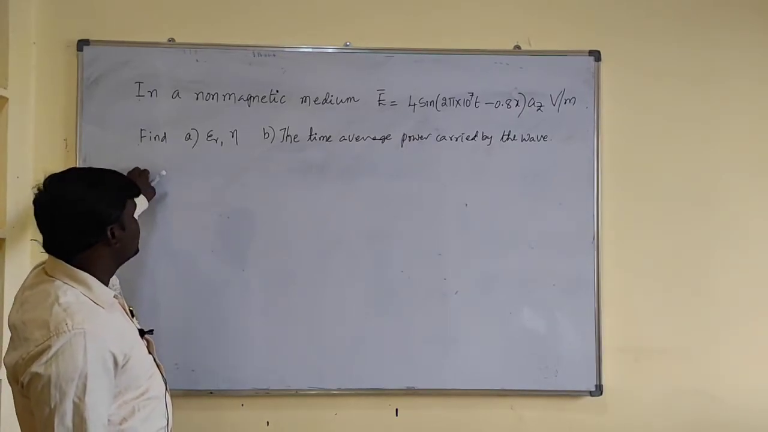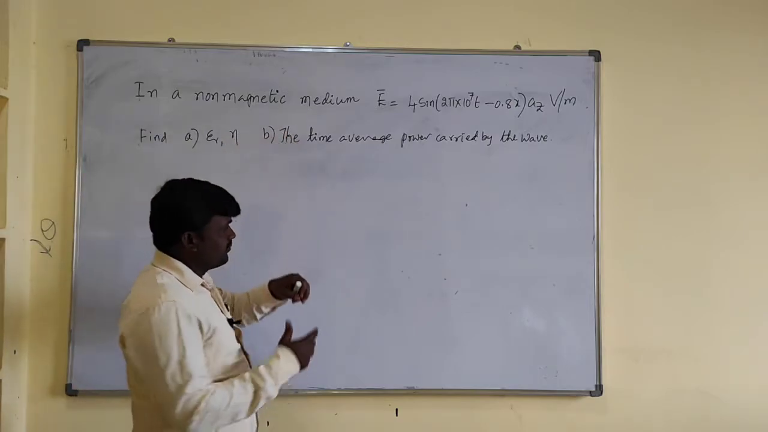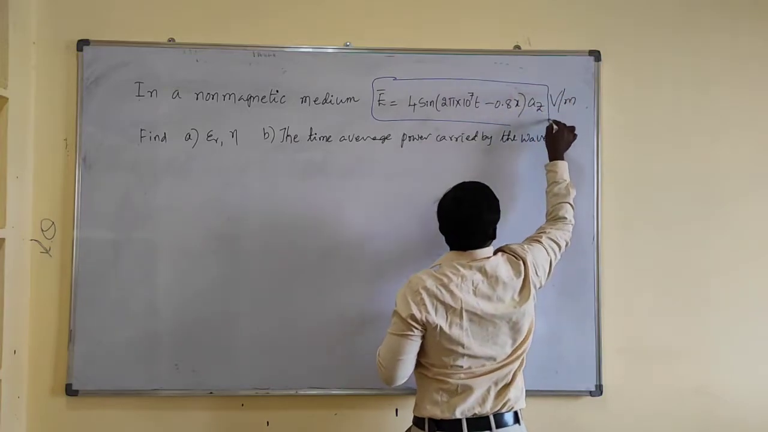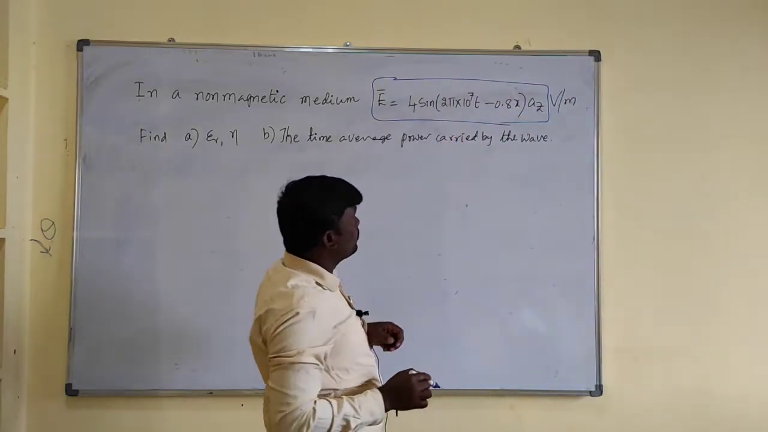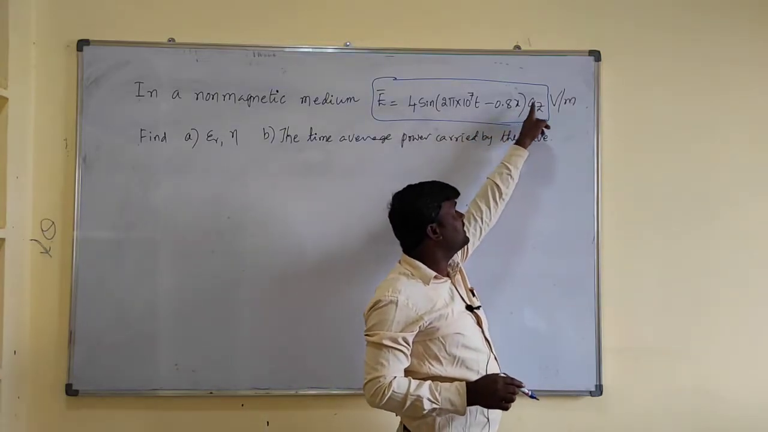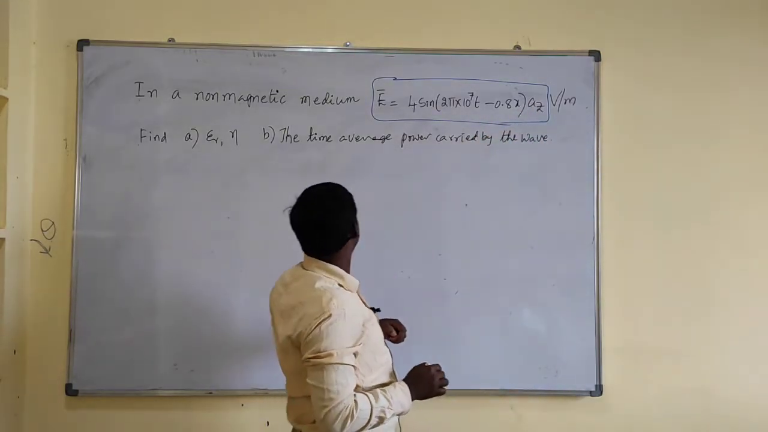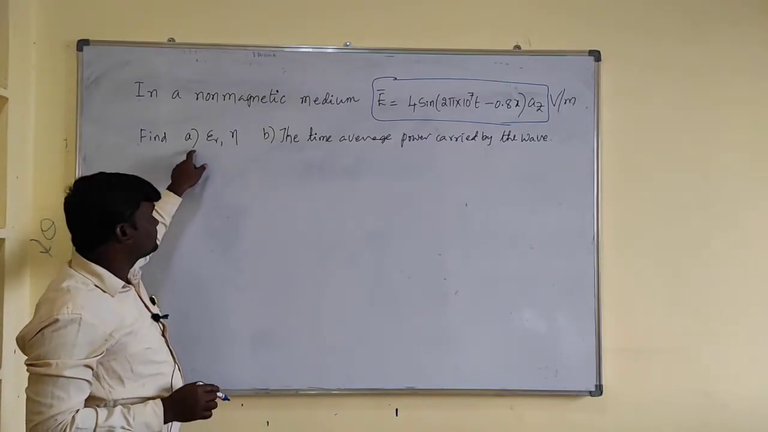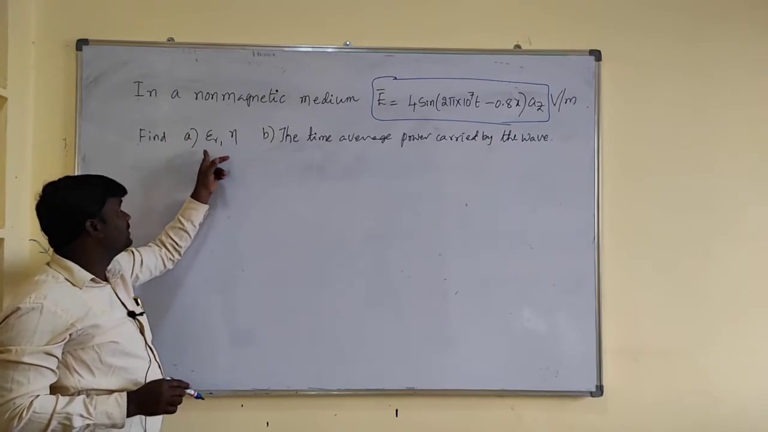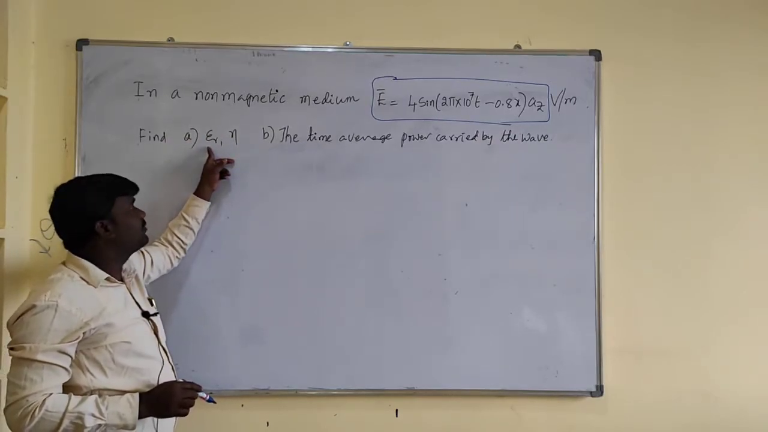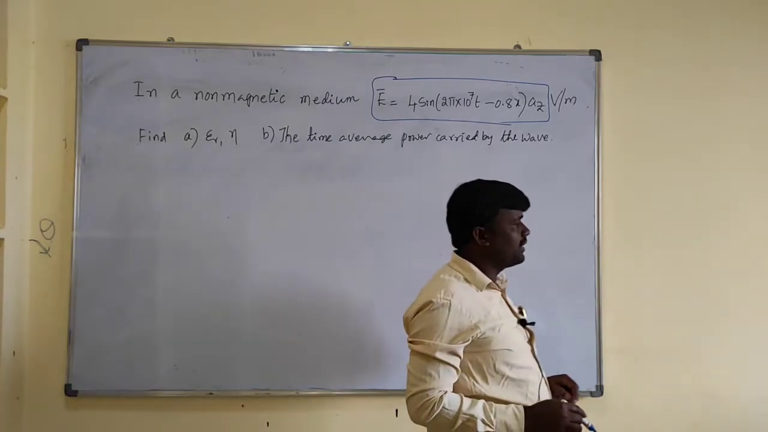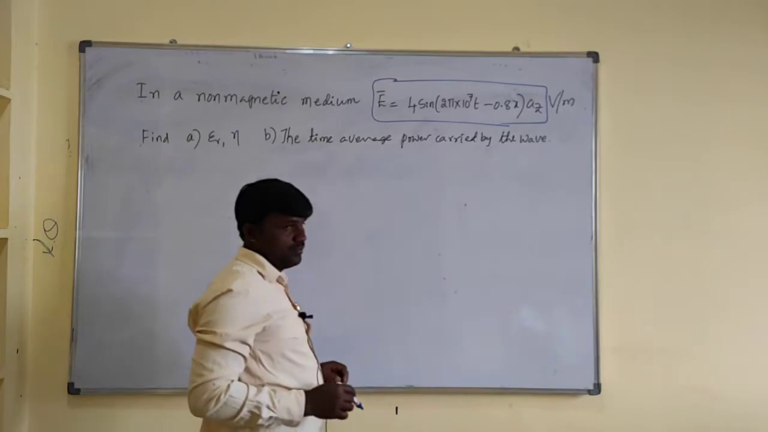The problem is given like this: in a non-magnetic medium, E is equal to 4 sine(2 pi into 10 to the power 7 t minus 0.8 x) Az volt per meter. We need to find two things. First, epsilon r, that is the relative permittivity of the medium, and the intrinsic impedance of the medium, and second, the time average power carried by the wave.